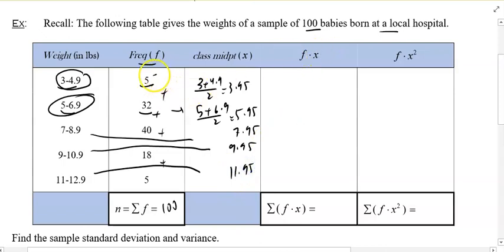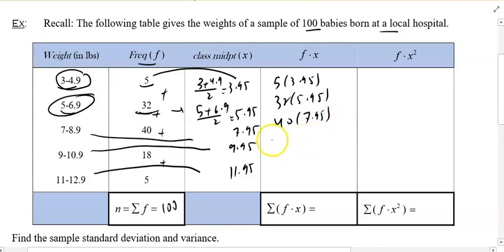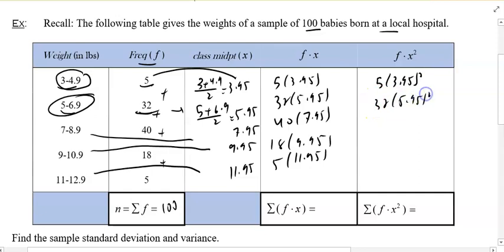Now multiply those two. Take 5 times 3.95. Take 32 multiplied, again we did this already, 40 times 7.95. Take 18 times 9.95 and take 5 times 11.95. I'm going to show you how to do both of those. Here you want to multiply by the squares, and we want to add those. So I'm going to show you how to do that on a calculator.